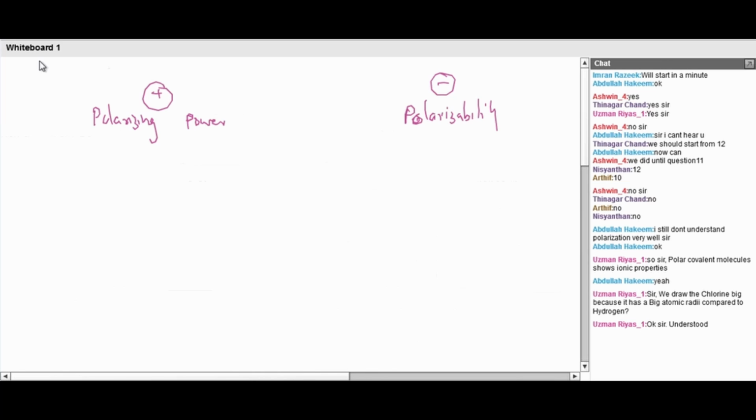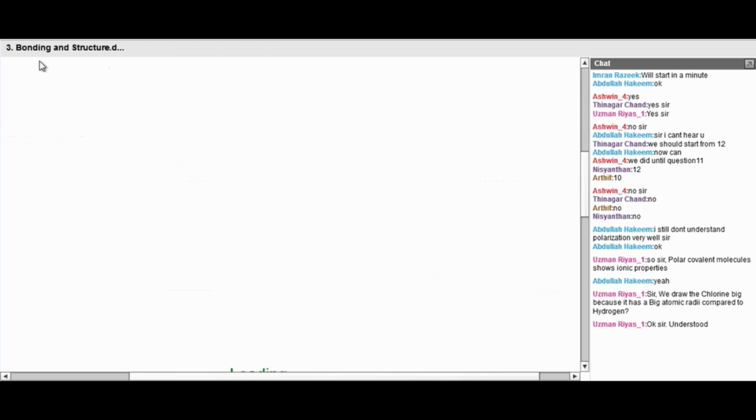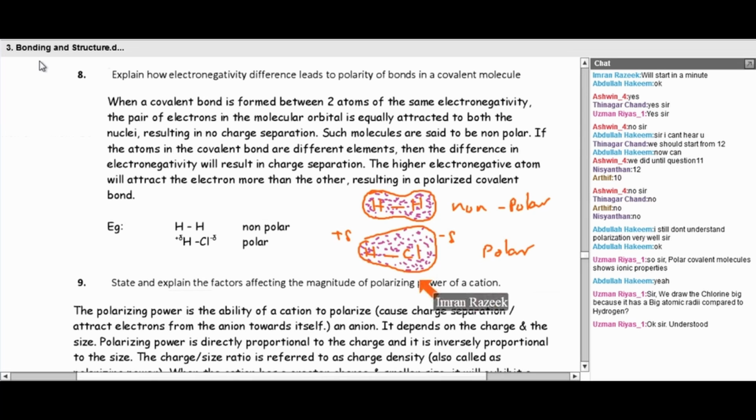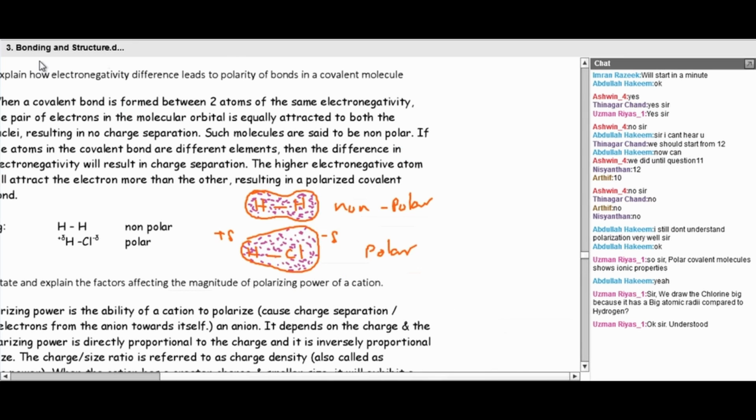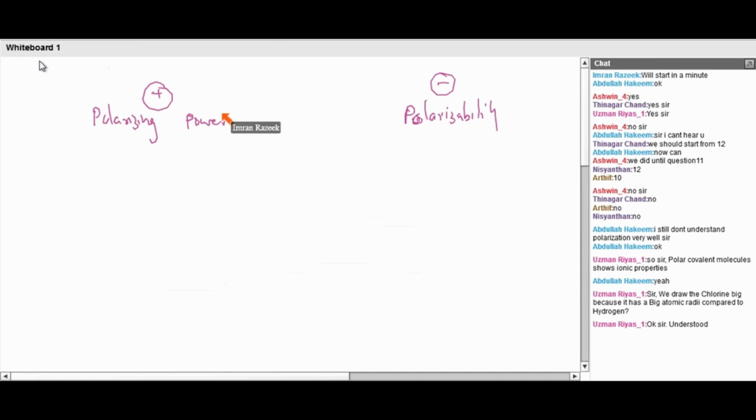Polarizing power is defined as the power or the ability of a cation to polarize an anion. I repeat again: polarizing power is the ability of a cation to polarize the anion. Now, what is meant by polarizing the anion? That means it causes distortion of the charges in the anion. What is meant by distortion of the charges? You can see here, this charge is distorted in HCl, more towards chlorine. The electron density map is distorted here. So polarizing power of the cation is the power or ability of a cation to polarize the anion, meaning causing a charge separation or distortion of the charges of the anion.